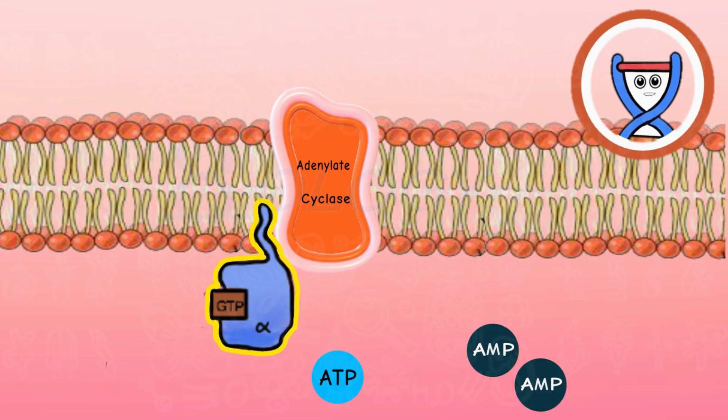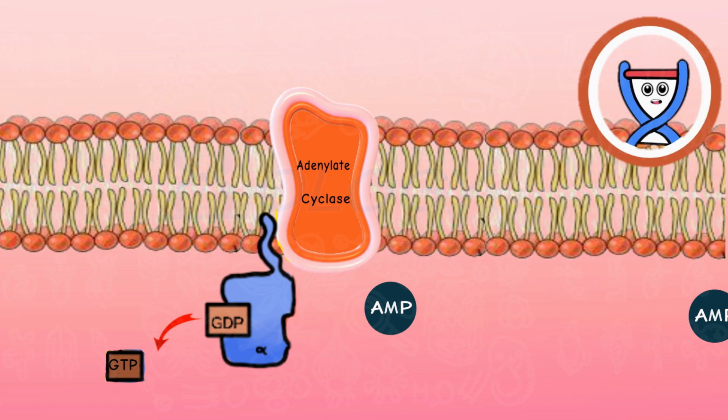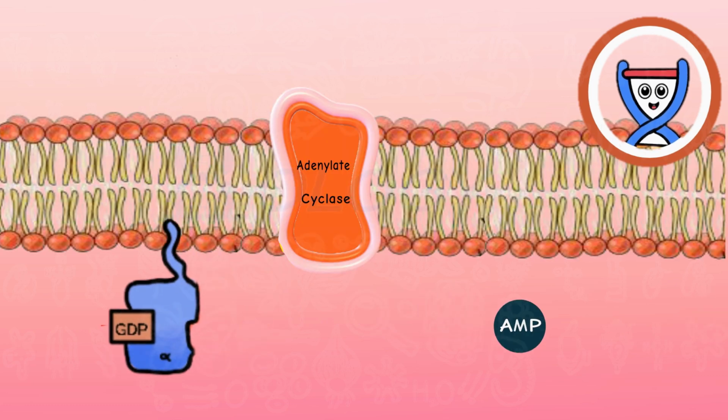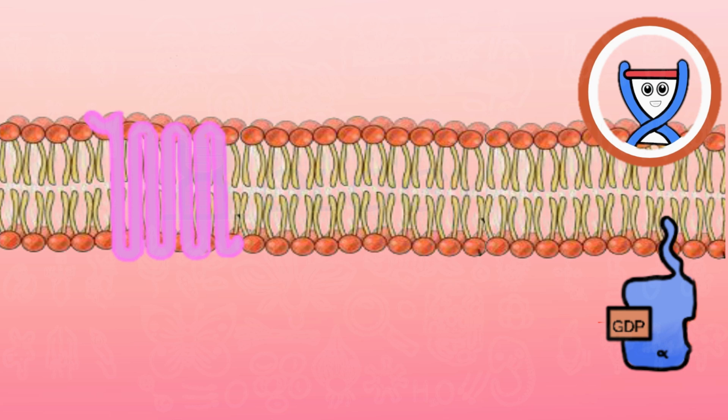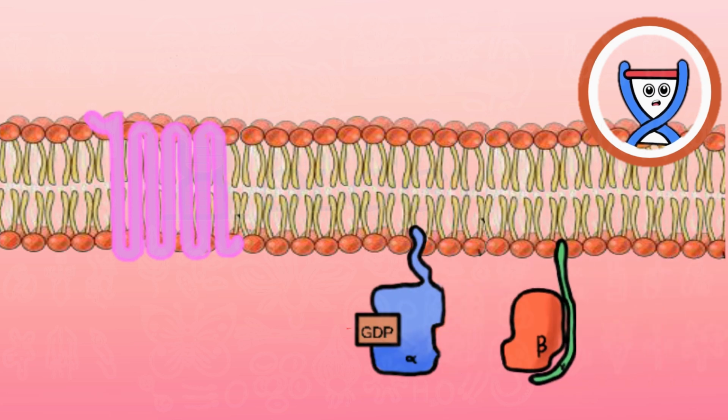The G-alpha subunit has GTPase activity. Under normal circumstances, after a while, GTP is hydrolyzed to GDP. G-alpha recombines with the beta and gamma subunits and adenylate cyclase is deactivated. The cyclic AMP production is also stopped. So the signal is turned off, and the cell returns to its equilibrium state.